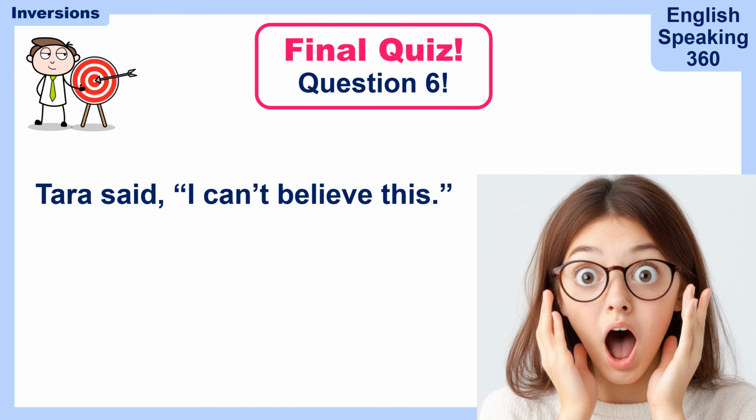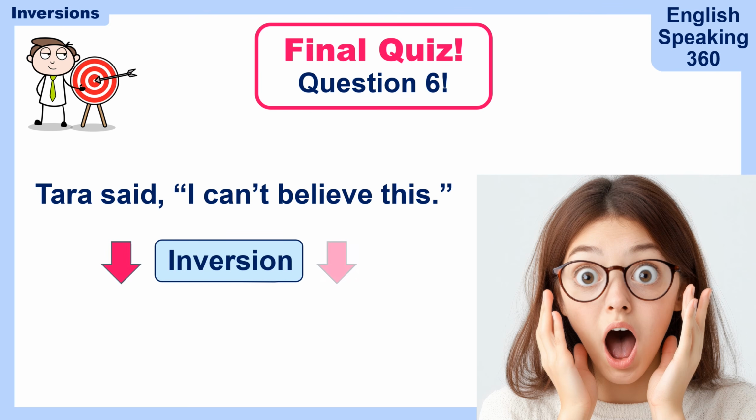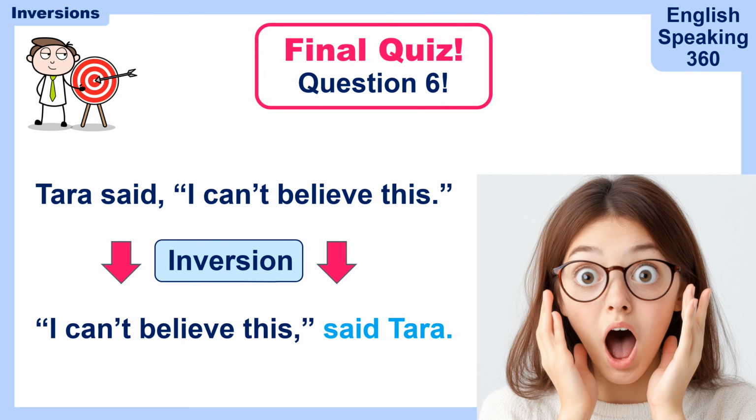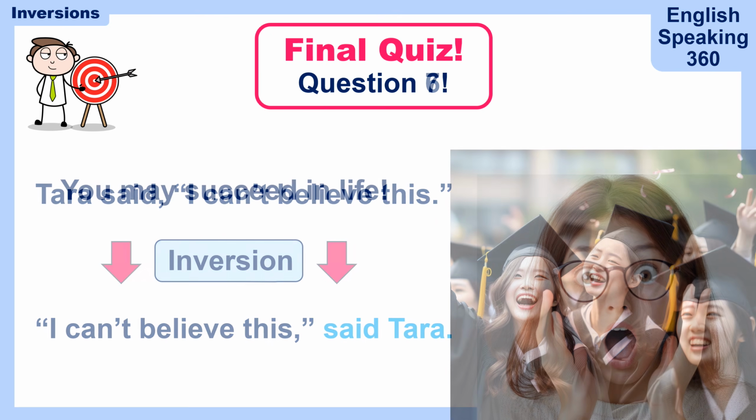Question 6. Tara said, "I can't believe this." I like her face. So now use an inversion. Tara said, "I can't believe this." You can also say, "I can't believe this," said Tara. But watch out here. You cannot start with said Tara. Said Tara, I can't believe this does not work.